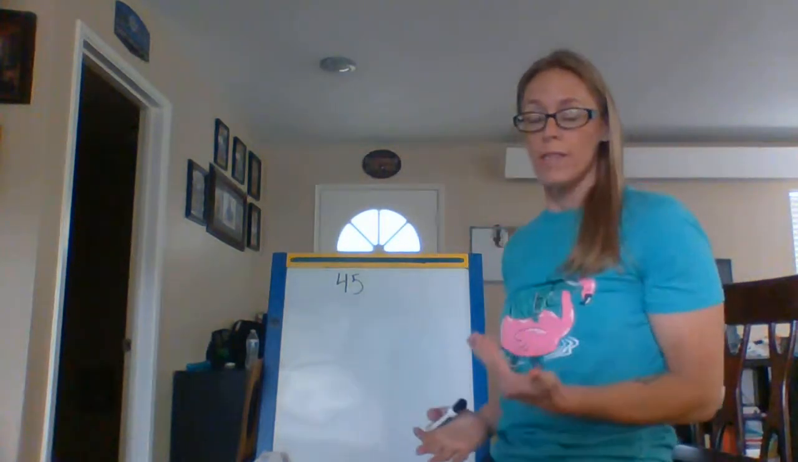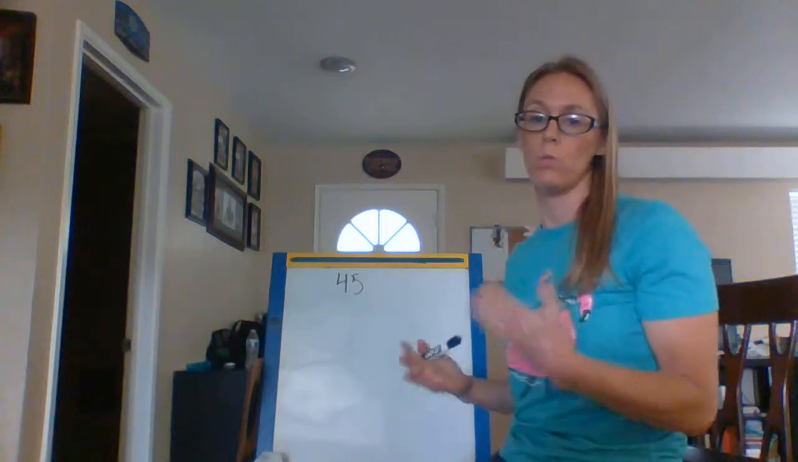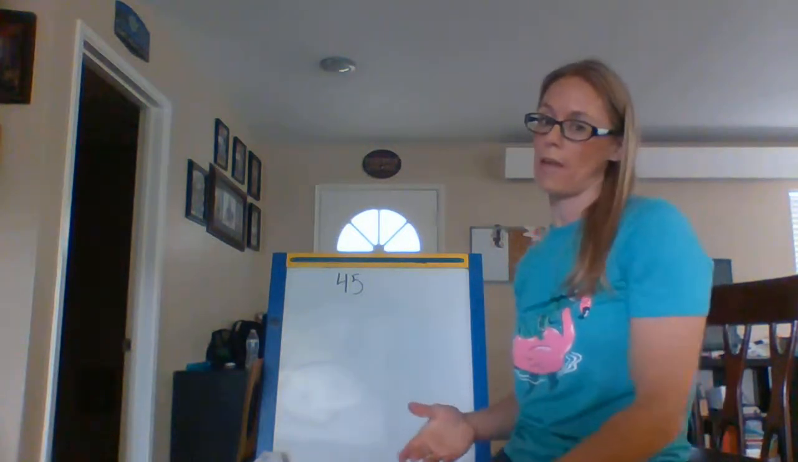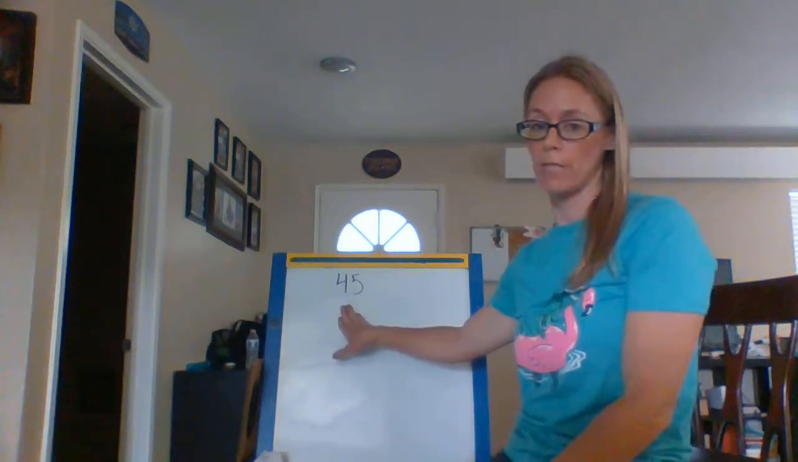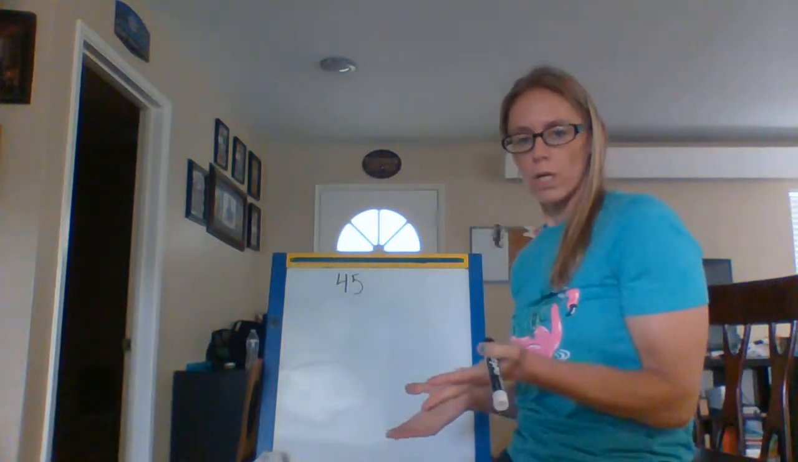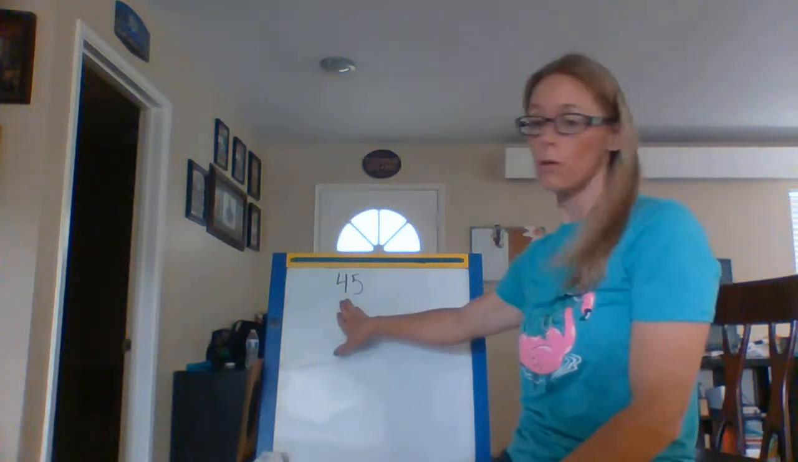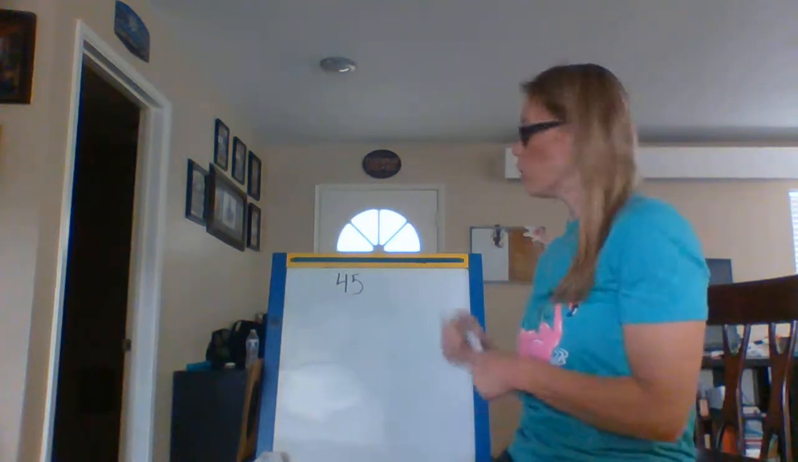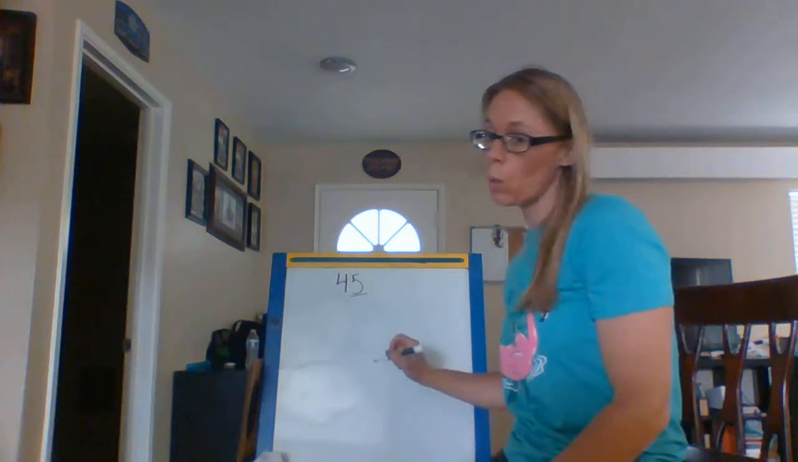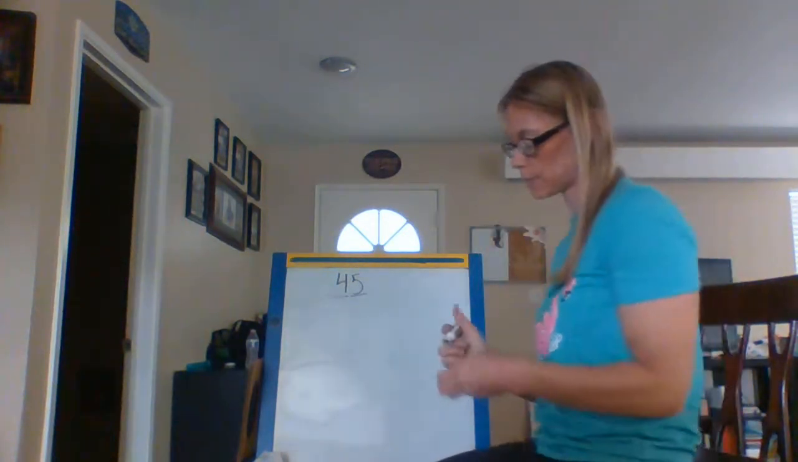Okay, so the next step I would do in my morning calendar is I would talk about how many days we have been in school. So we're going to pretend that today we've been in school for 45 days. So we're still at the beginning of the year. All right, class, today we're going to discuss how many days we've been in school. We're going to look at 45 days. We have our 5 in the ones place, our 4 in the tens place.